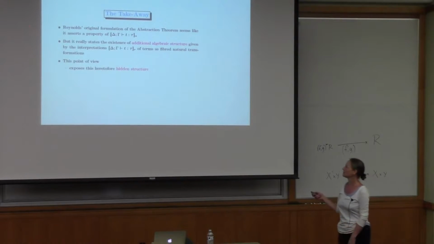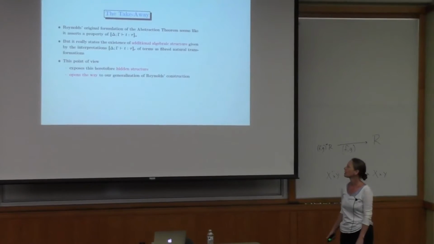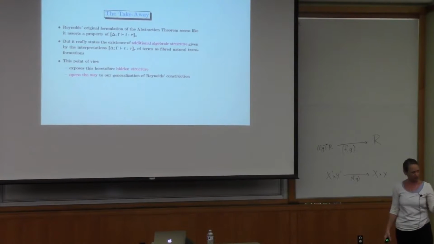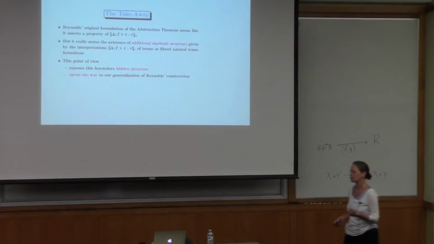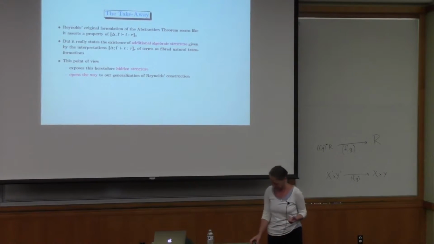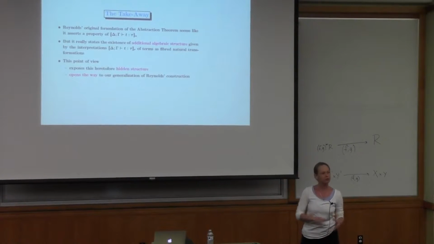And so I think you can say that this point of view exposes some hidden structure, and exposing this hidden structure opens the way to generalizing his construction. And if we want to do that, then what do we have to do? Well, I'd like to work with things other than traditional sets and relations, so I want to generalize in that way. So I want to look at not quite arbitrary fibrations, but arbitrary fibrations with enough structure.